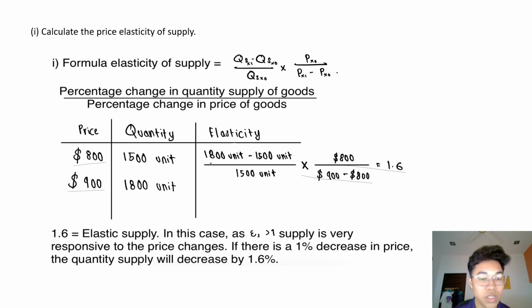So 1.6, we consider it as elastic supply. In this case, as price elasticity of supply is more than one, supply is very responsive to the price changes. If there is a 1% decrease in price, the quantity supply will decrease by 1.6%. Okay, so let's move to next question.